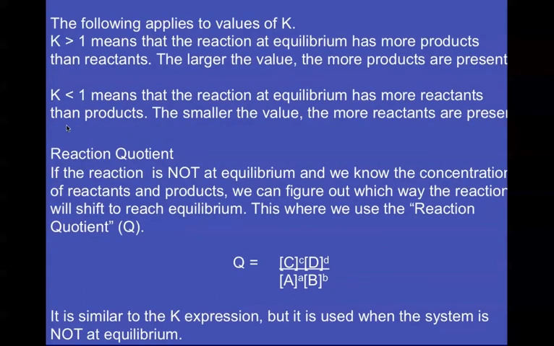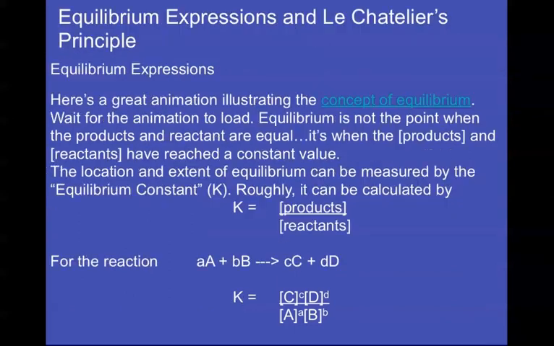So what does K tell us? Well, if K is greater than 1, it means there's more products than reactants at equilibrium. And the larger the value, the more products are present. If K is less than 1, it means there's more reactants present at equilibrium. And the smaller the value, the more reactants are present. So we're not talking about equal amounts of reactants and products, we're talking about constant values of reactants and products. And we can get an idea of that by looking at the value of K.